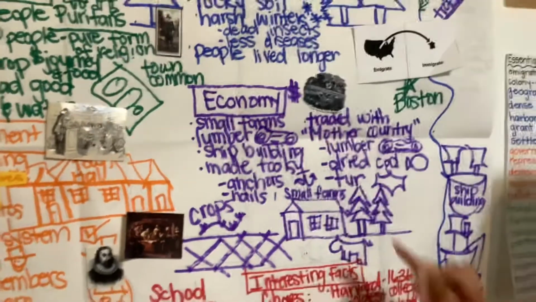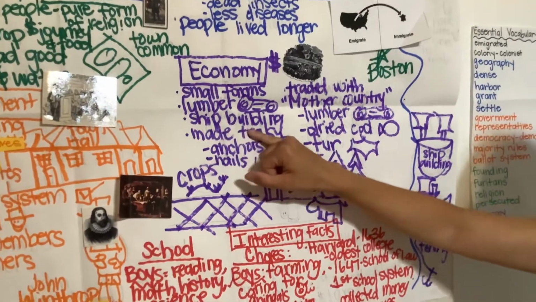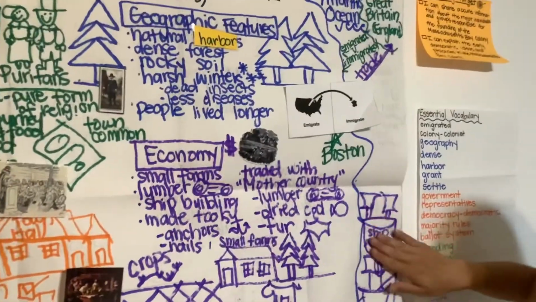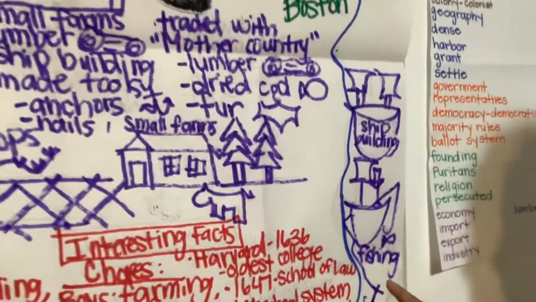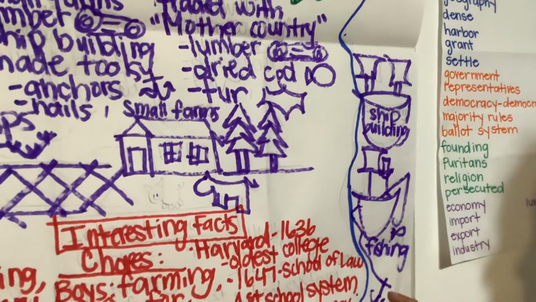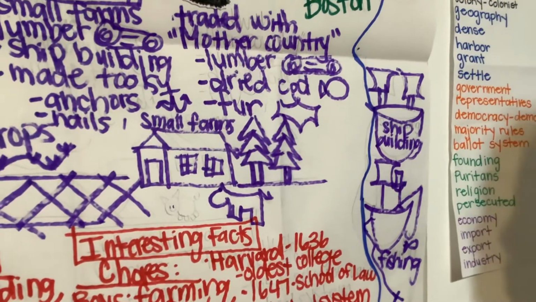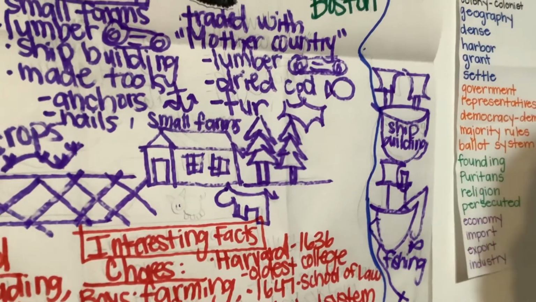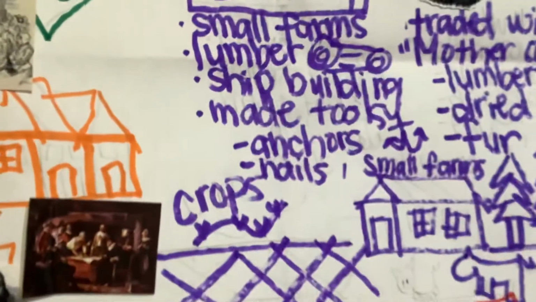With the lumber, they had shipbuilding. Read this with me. Shipbuilding. So they lived by the Atlantic Ocean, so they had shipbuilding and they also had fishing. Read this with me. Fishing. So they also made tools that helped the boats and the ships that they made. So with their economy, they made tools. Read this with me. Made tools.